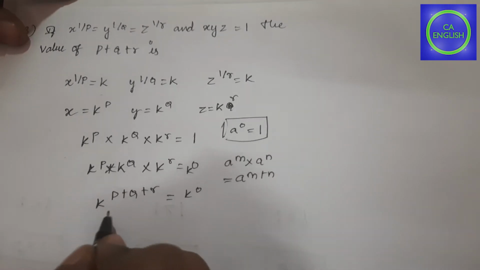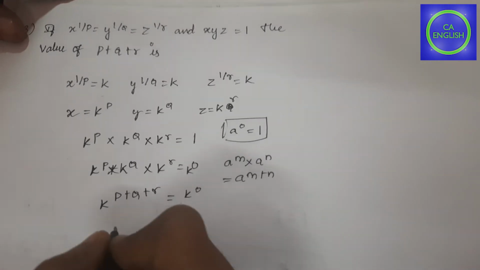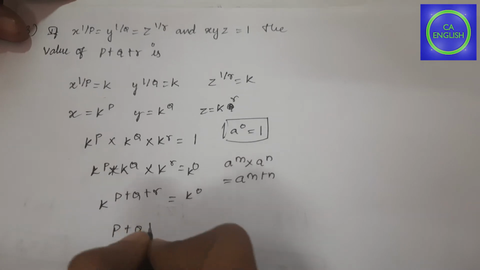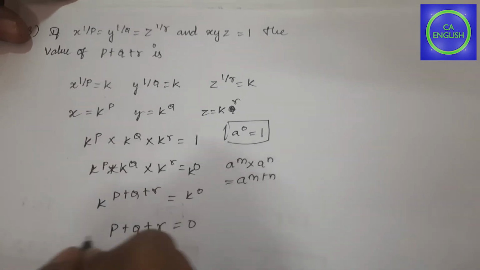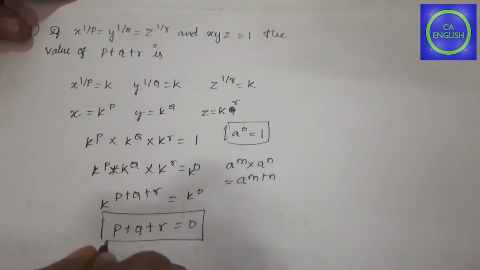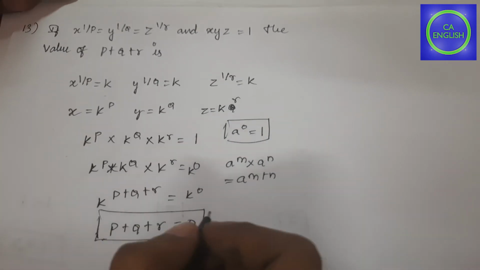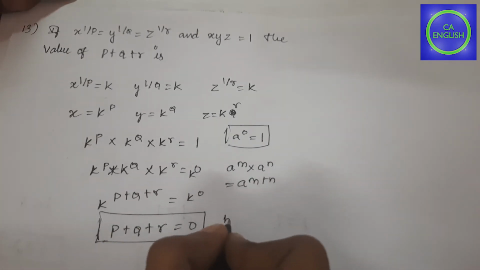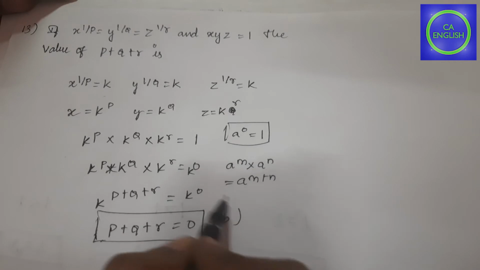Now the k is in the base, so leave the k. Therefore, p plus q plus r is equal to 0. This is the answer for the 13th sum, option B. Note this down properly.